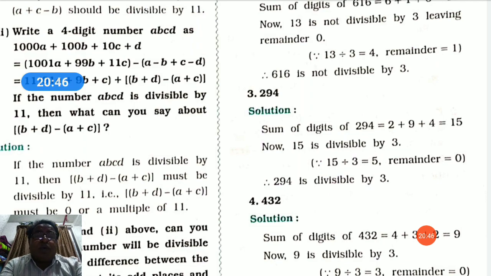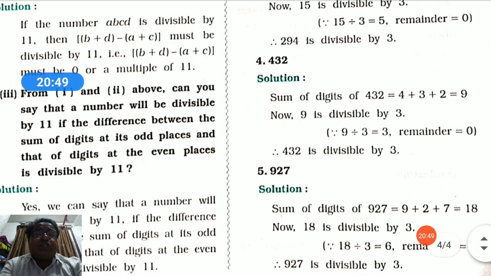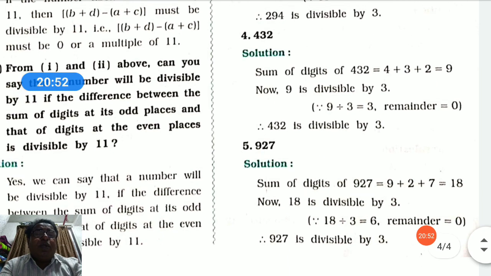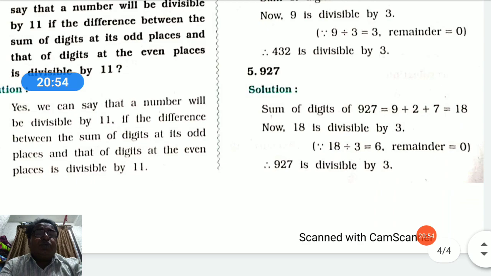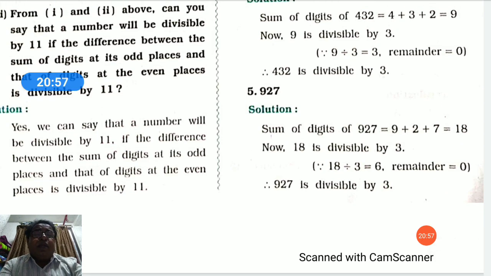Now next example, 432. Sum of digits of 432 is equal to 4 plus 3 plus 2 is equal to 9. And 9 is divisible by 3. So 432 is divisible by 3. Fifth example, 927. Sum of digits of 927 is equal to 9 plus 2 plus 7 is equal to 18. Now 18 is divisible by 3. So 927 is divisible by 3.